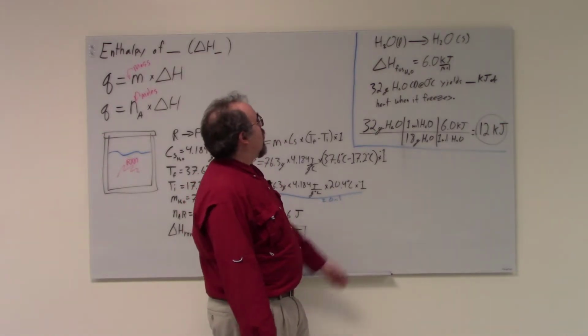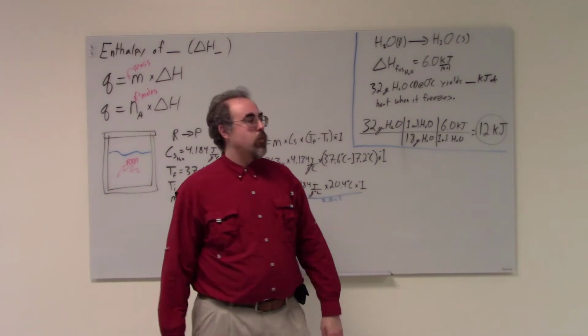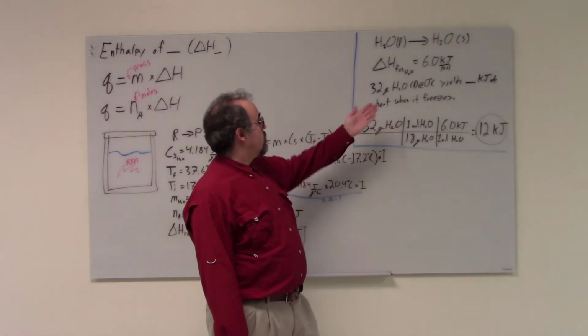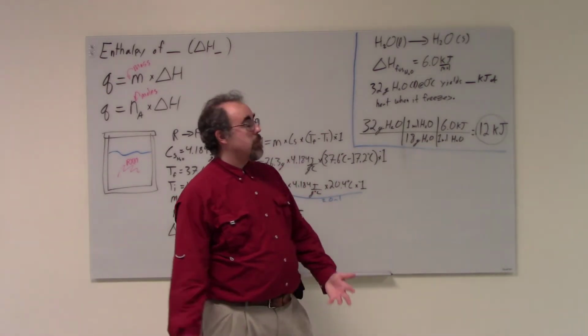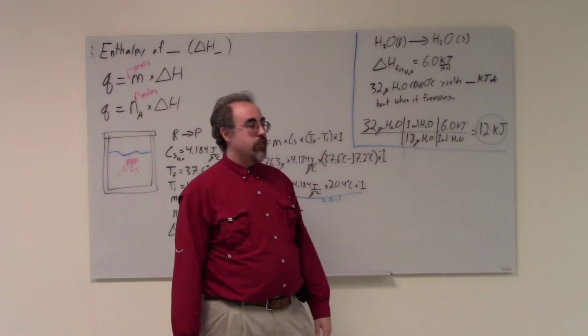I've got my heat of fusion for the freezing of water. In that case, it's 6 kilojoules per mole. I've got my question: I've got 32 grams of water. How much energy is it going to give off? And I've got some nice good old-fashioned dimensional analysis.